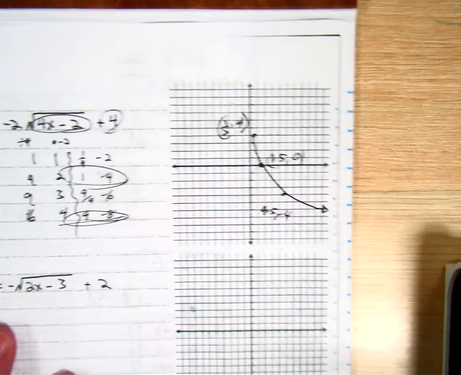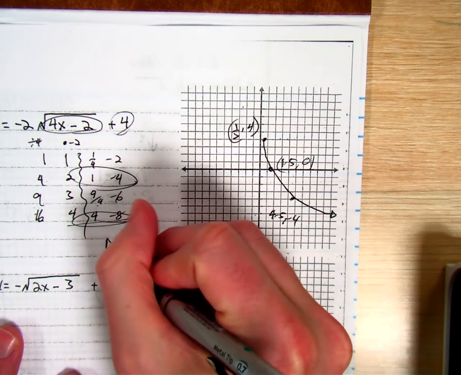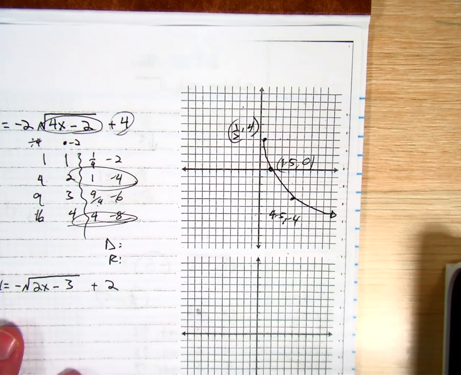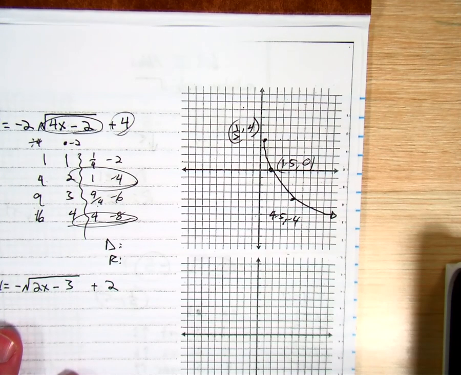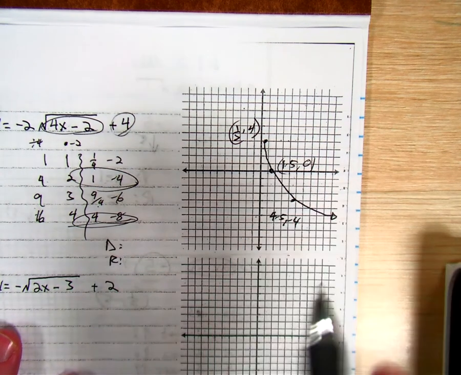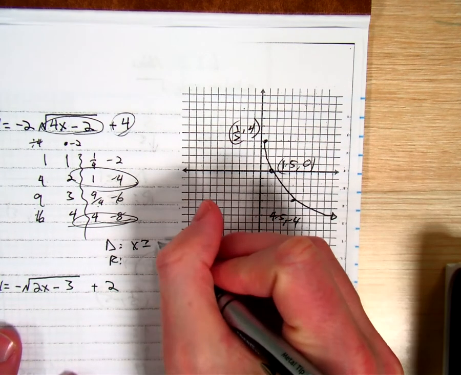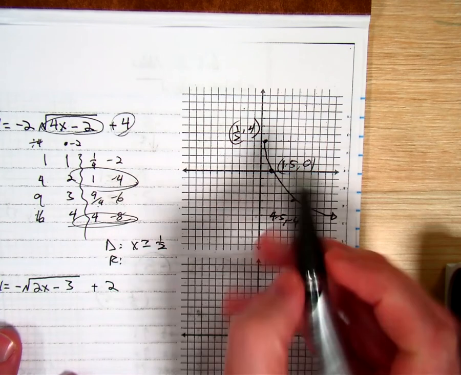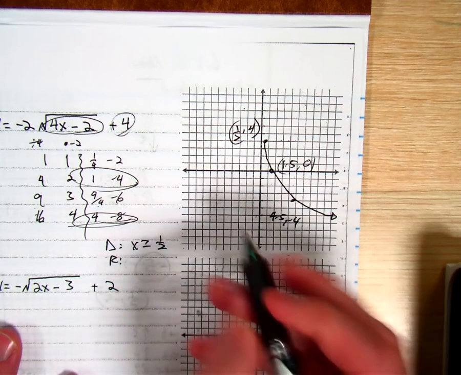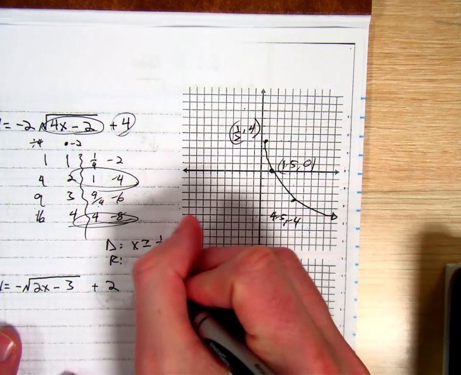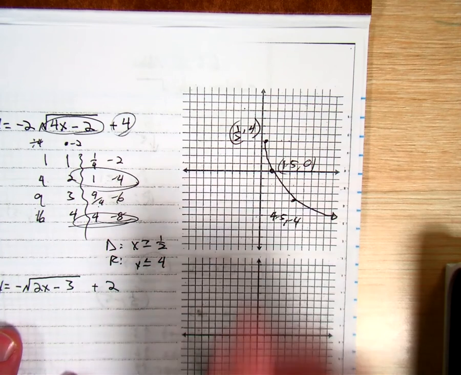Okay? Our domain and range: we're starting at a half, comma 4, so for our domain, we're going to the right, so x's are greater than or equal to a half. And our range, we're at 4 and going down, so y's are less than or equal to 4.